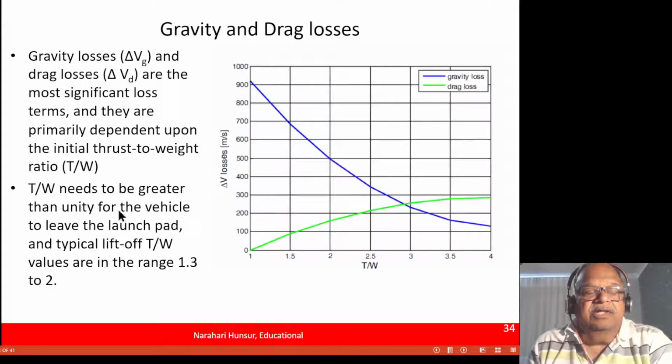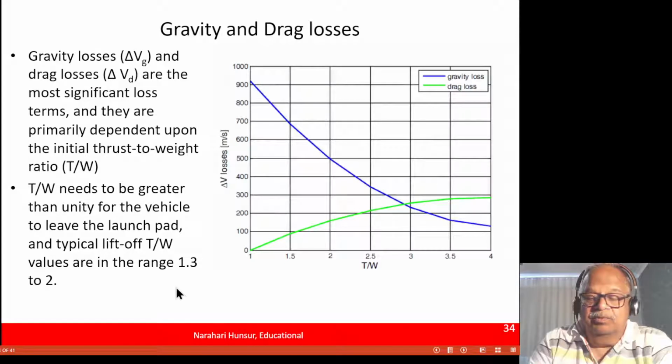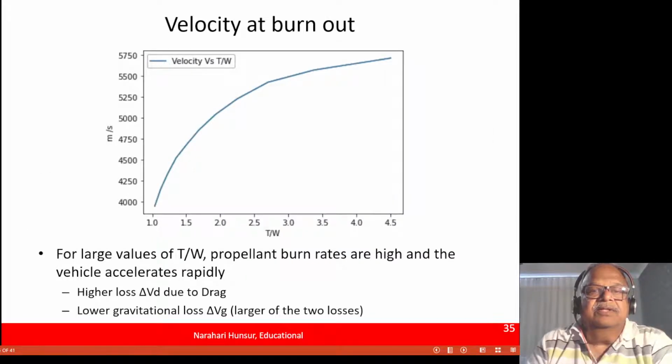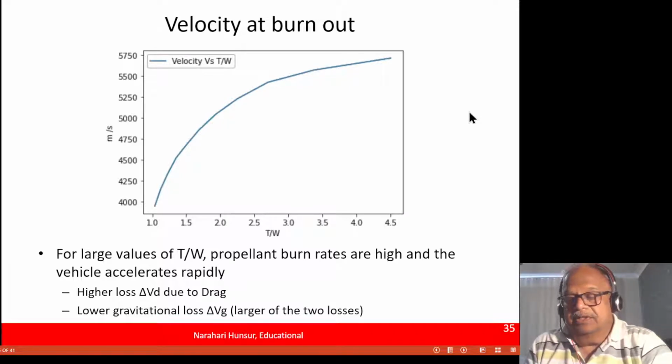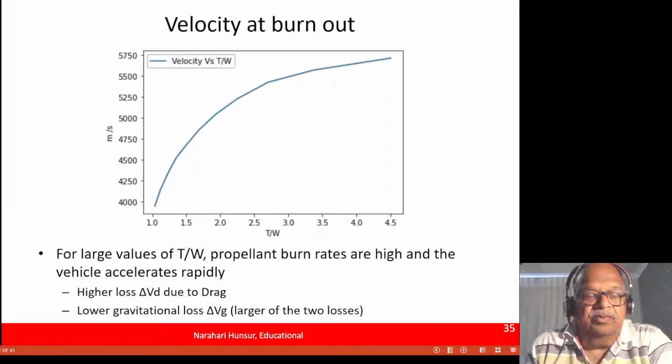Okay, so T by W, of course, needs to be greater than unity for the vehicle to leave the launch pad. And you'll find the typical lift-off thrust to weight ratio in the present scenario is about 1.3 to 2 in all the existing portfolio of launch vehicles. So why is it like that? I've written a small Python code, which I will add in the list. We can download and check it out.